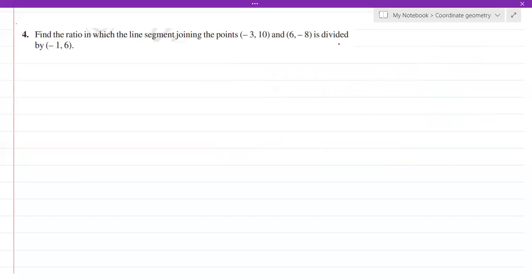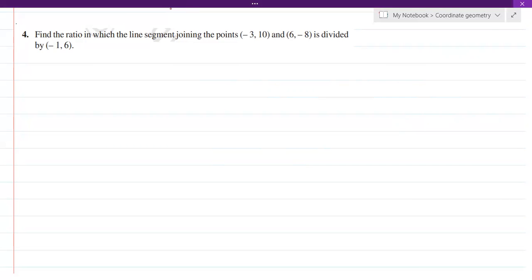In the next problem, find the ratio in which the line segment joining the points minus 3 comma 10 and 6 comma minus 8 is divided by minus 1 comma 6. So it's a bit different question. Earlier we used to find the coordinates of the point which was dividing the line segment, but here the point which is dividing the line segment is given. What we have to find is in what ratio the point is dividing the line segment.